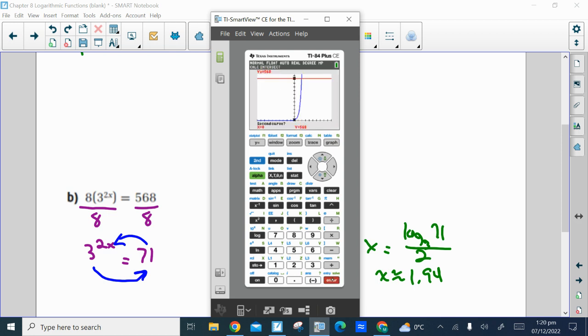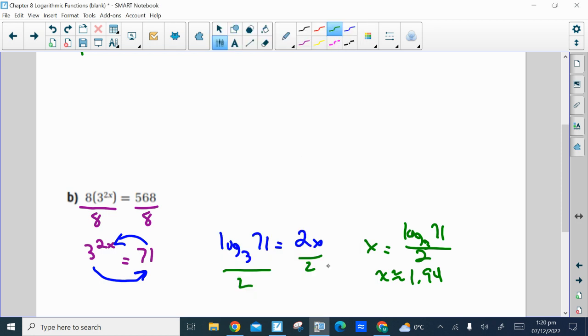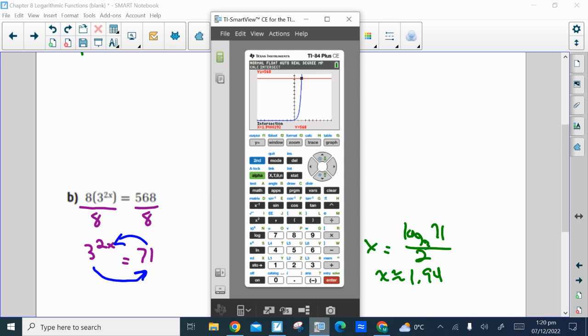Find it, 1.94. So you can definitely use the graphing calculator to check, to make sure that the solution you got algebraically works.